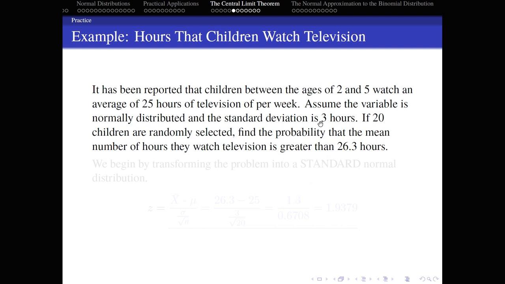So we've got a normally distributed variable, standard deviation 3 hours. If 20 children are randomly selected, find the probability that the mean is greater than 26.3. The biggest thing I'm looking at here is the mean number. Previously, we would have asked: if a child is randomly selected, what's the probability that the number of hours they watch is 26.3? That's the previous version about individuals.